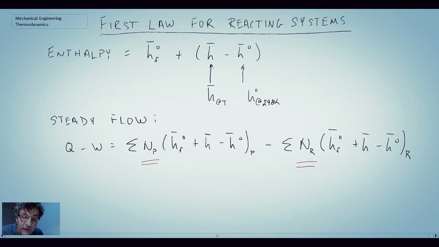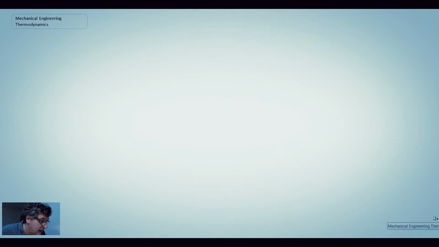For the enthalpy, it's just like above. We have the heat of formation or enthalpy of formation corrected for whatever temperature the product or reactant may be at. That's what the second and third terms are in each of the expressions. So that is the expression for steady flow. Let's continue on and take a look at fixed mass.